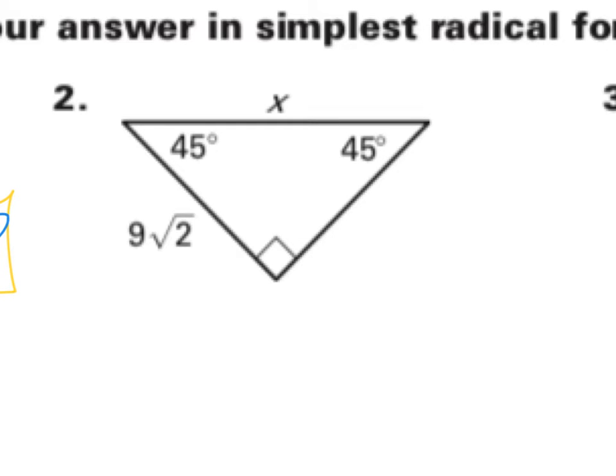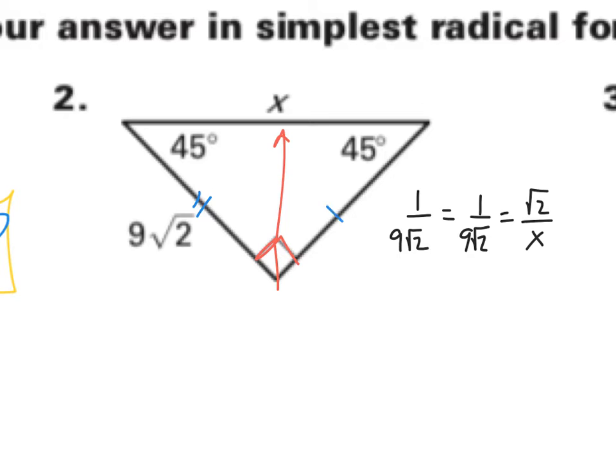Number 2. So for number 2, again, it's a 45, 45, 90 triangle, so I'm setting up my proportion. This time I have 9 square root of 2, 9 square root of 2, and x is my hypotenuse. Again, remember, the right angle points to the hypotenuse, and the legs of an isosceles triangle are always congruent. That's why I have two 9 square root of 2s.